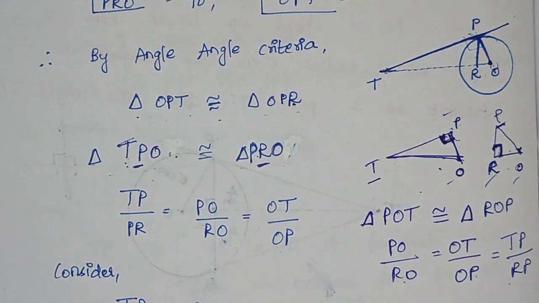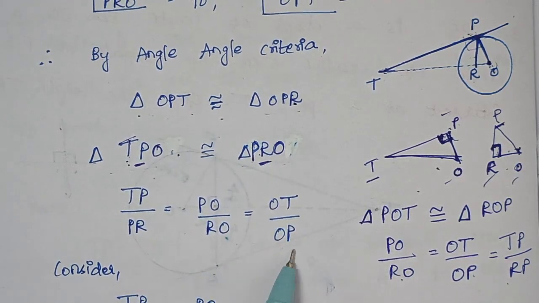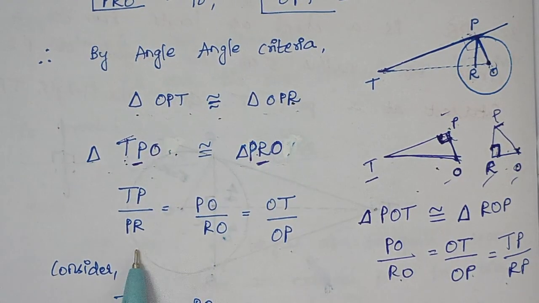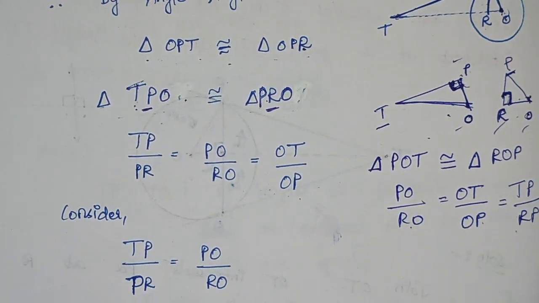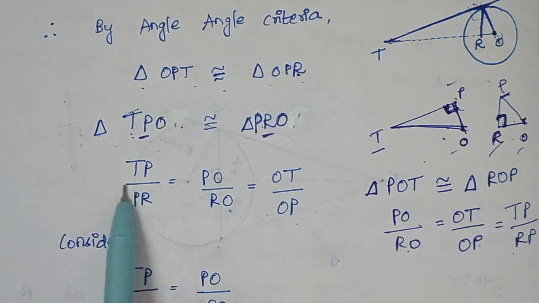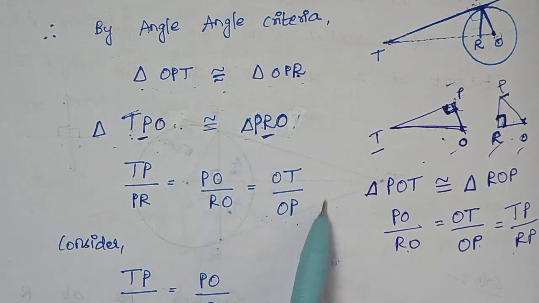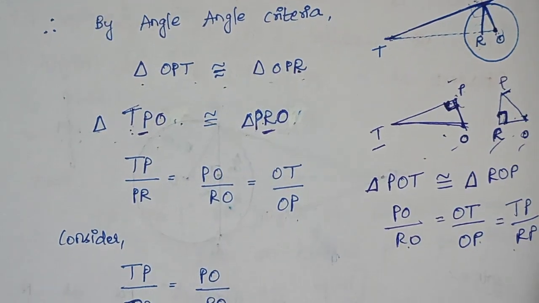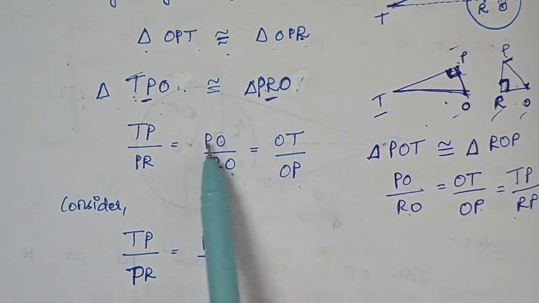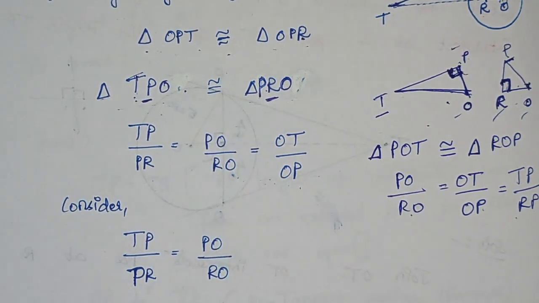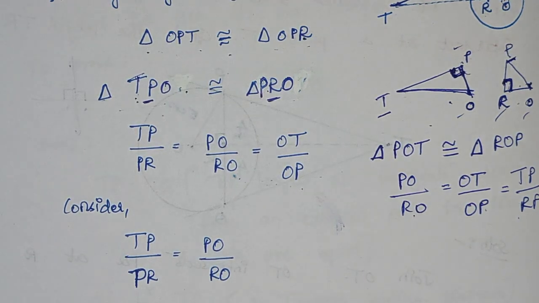So by angle criteria, since these two triangles are similar, these sides will be in the same ratio, right? That is, this ratio will hold true. So consider now what is the thing we need? We need to find TP, that is the length of the tangent. So here we can select the ratios accordingly. So now I have considered TP by PR, which is equal to PO by OR, because here we know the values of all the things.